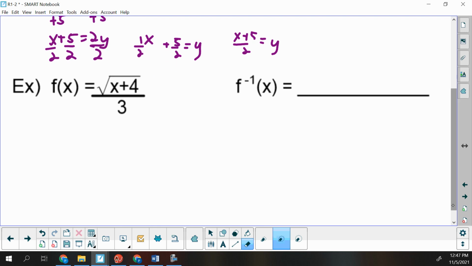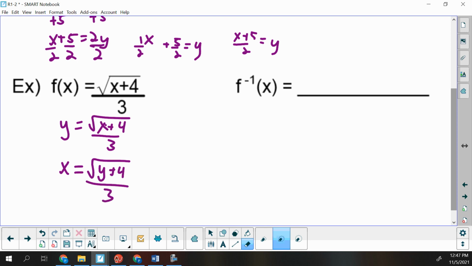So we're going to do a few more inverse ones. So originally this is really y equals square root of x plus 4 over 3. So to do the inverse, we'll change the x and y. So x equals square root of y plus 4 over 3. Now we just need to work to get y by itself. We can put the x over 1 and cross multiply. And I'm going to move that up here. We'll have 3x equals square root of y plus 4.